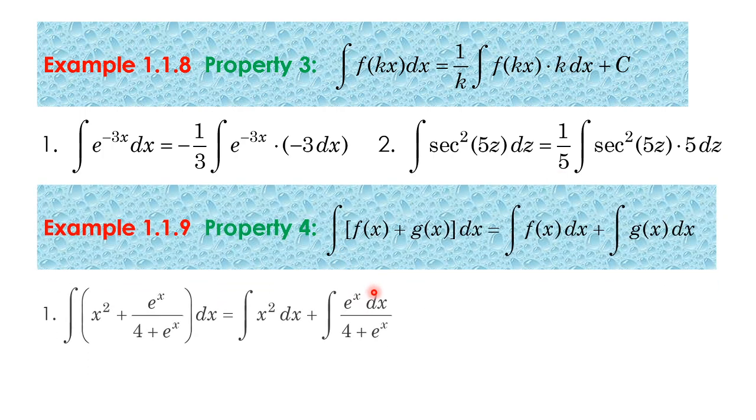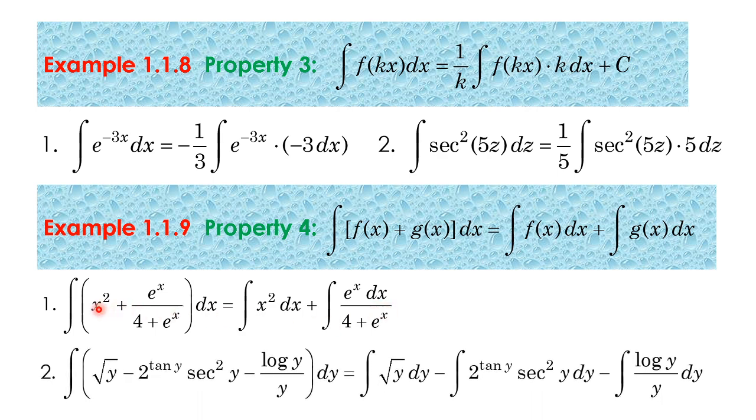Property number 4 is illustrated by the following examples. Number 1, integral of x squared plus e to the x over 1 plus e to the x quantity dx. This gives us the integral of x squared dx, meaning integral of the first term plus the integral of the second term. If we have 3 terms inside, the integral of this is equal to the integral of the first term plus or minus the integral of the second term plus or minus the integral of the third term.